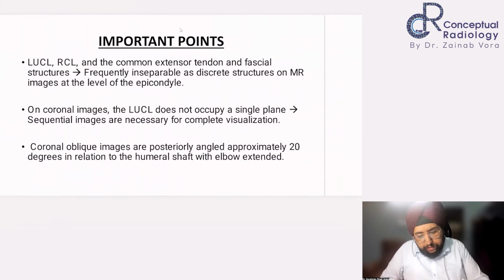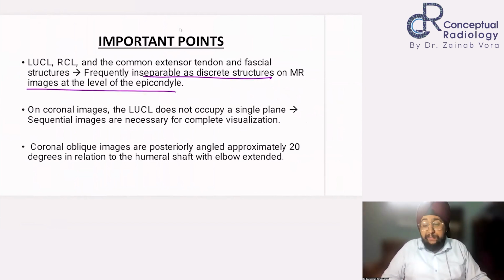I've already told you these three structures are frequently inseparable as discrete structures if you are looking at the MRI images at the level of origin, that is, your lateral epicondyle. If you're taking true coronal images, you will not see the LUCL in a single section. Obviously, you will require sequential images. But if you're taking coronal obliques, you can see the whole of the LUCL in a single plane. Coronal oblique images are taken posteriorly angled approximately 20 degrees in relation to the humeral shaft. And an important point: the elbow has to be kept in the extended state.